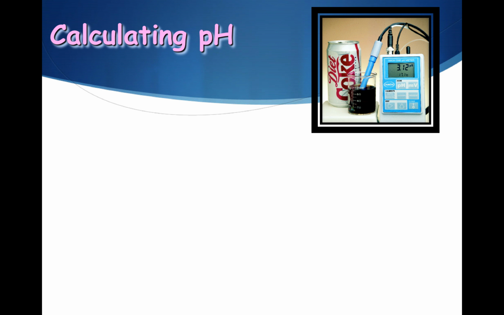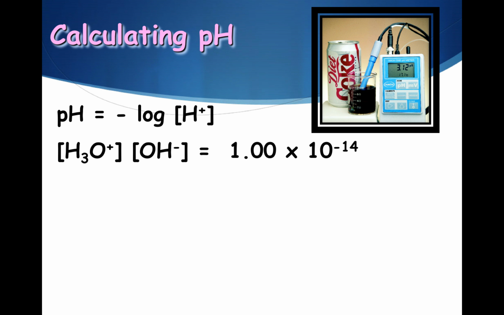Let's now look at how we can calculate the pH of a solution. pH is defined as the negative logarithm of the hydrogen ion concentration, or hydronium ion concentration. Now remember, the hydronium ion concentration times the hydroxide ion concentration is equal to 1 times 10 to the minus 14.